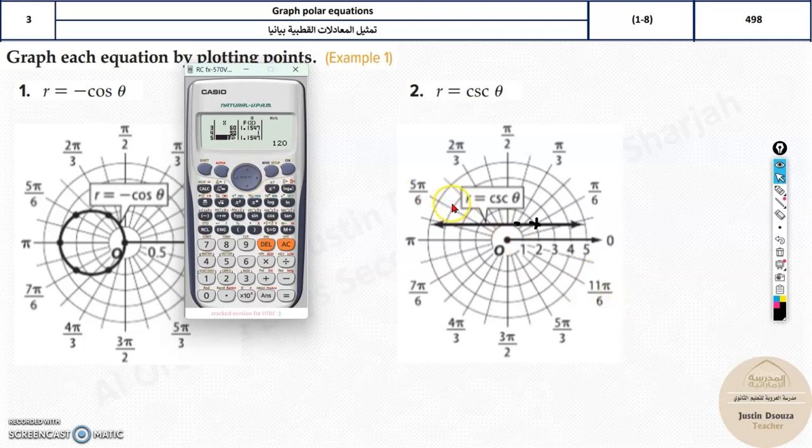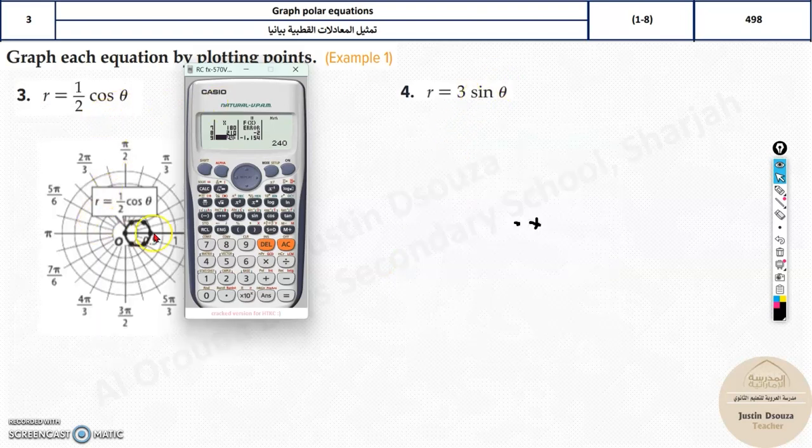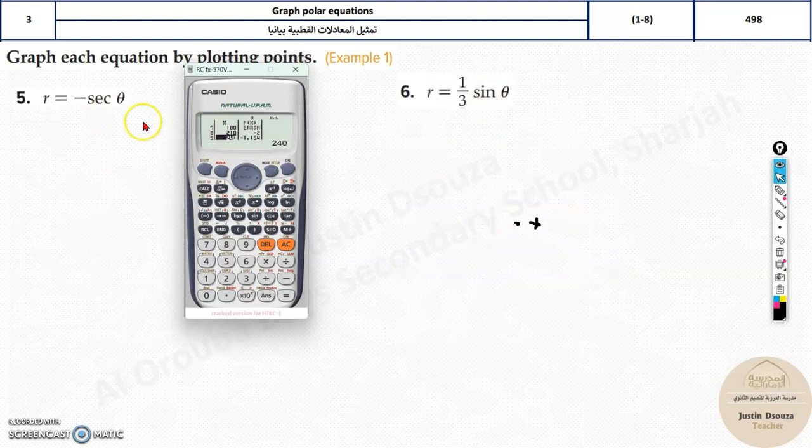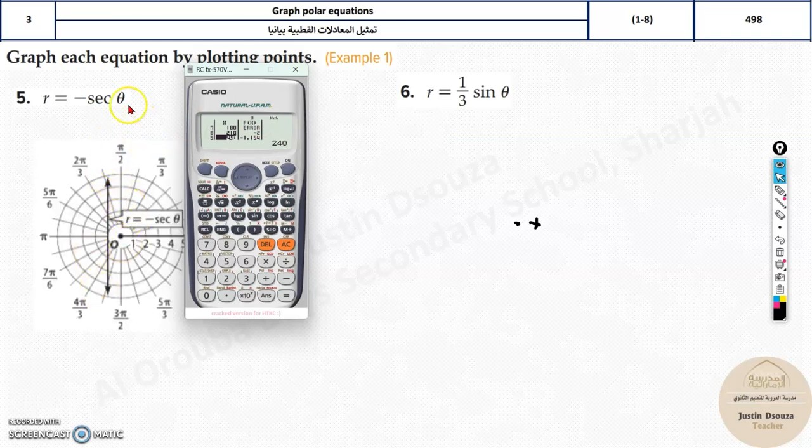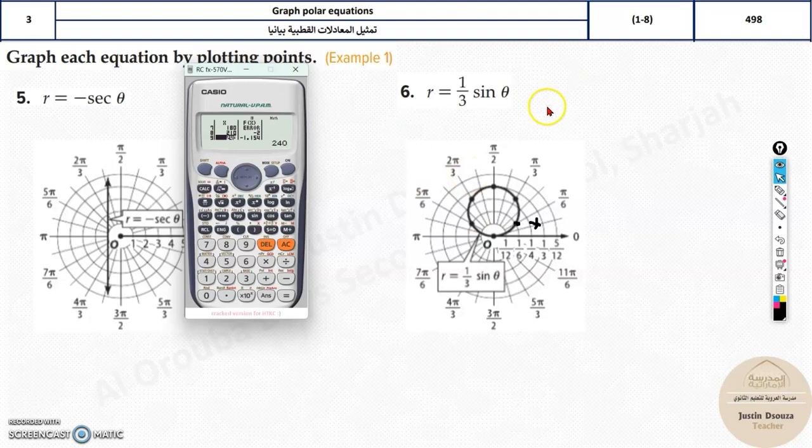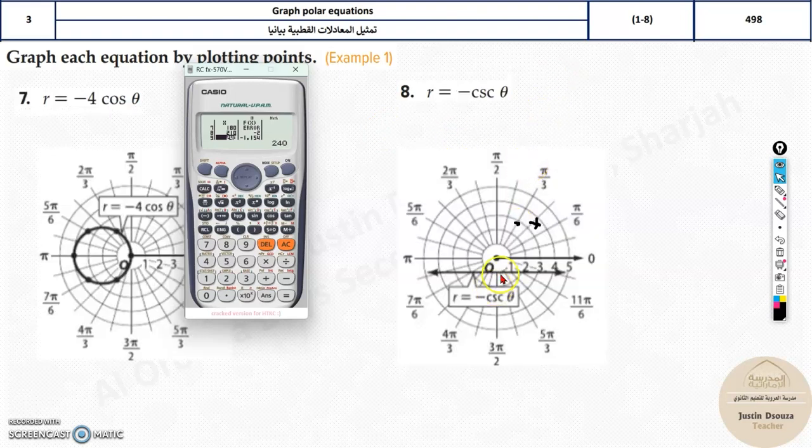Now, one more thing, you will have 4 options of the graph. So just do the table and then check which is the correct graph. You can easily check: if it's a cos graph, it'll be circles, whereas if you have a secant graph, it's going to be a vertical line, cosecant is a horizontal line. And looking at the graphs, you can easily plot it.